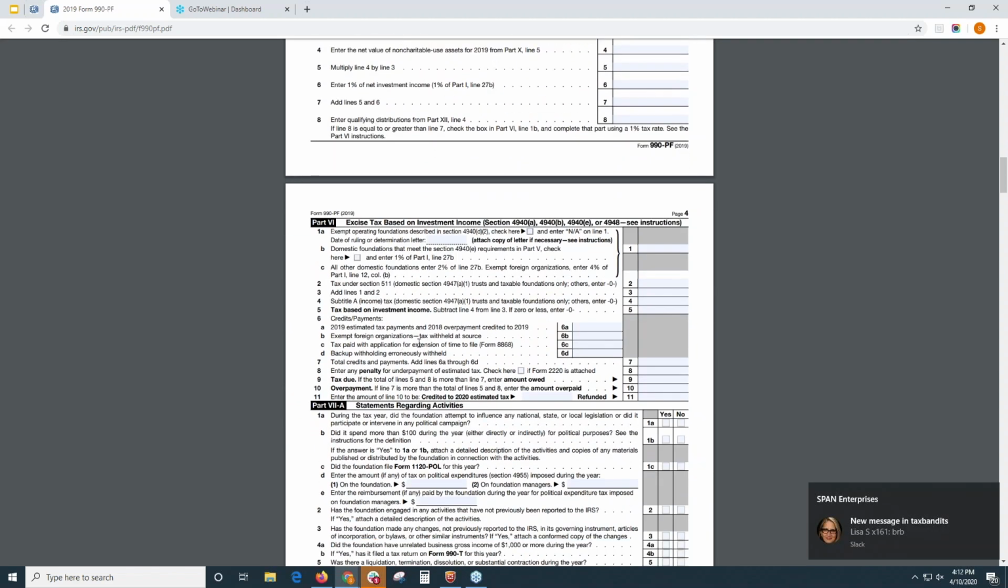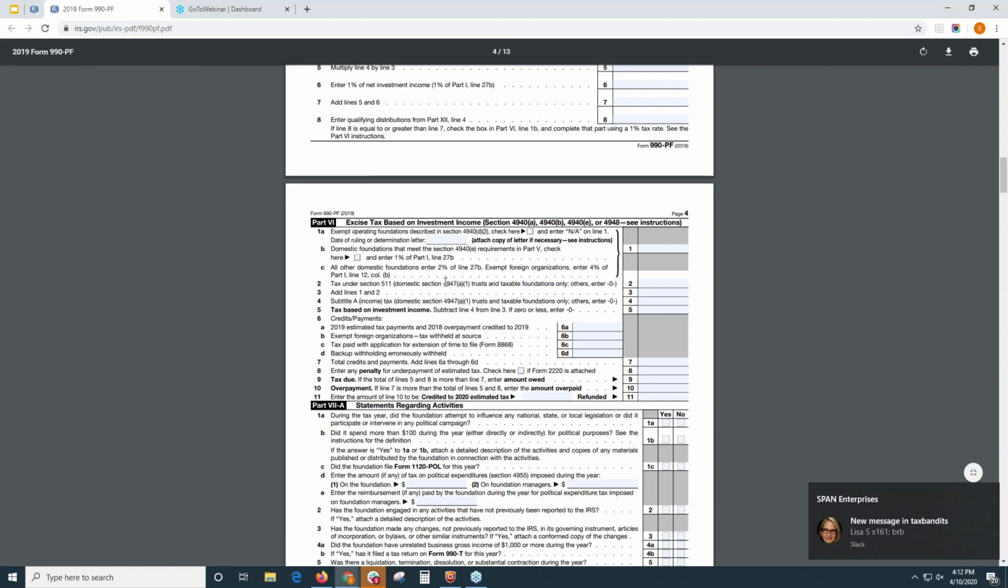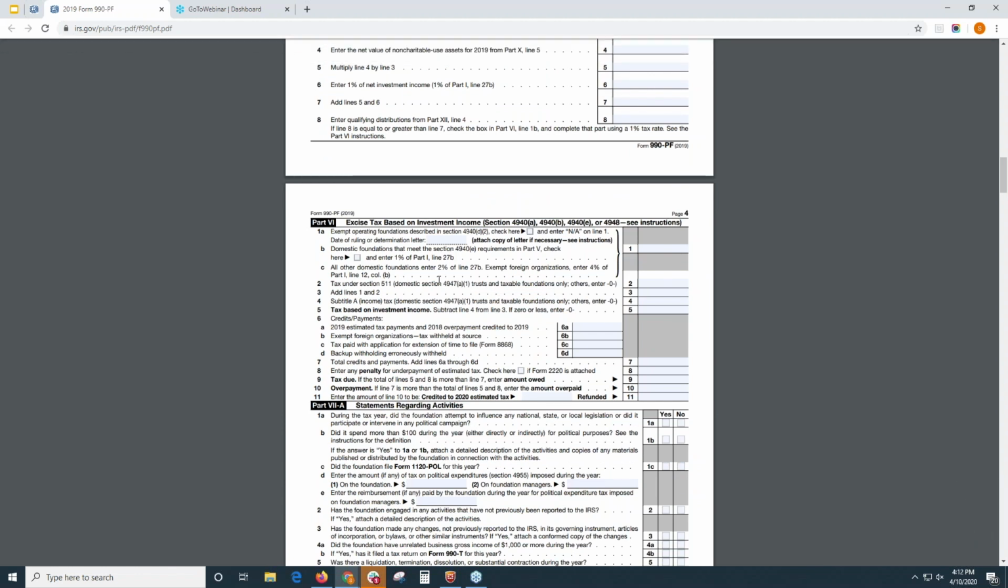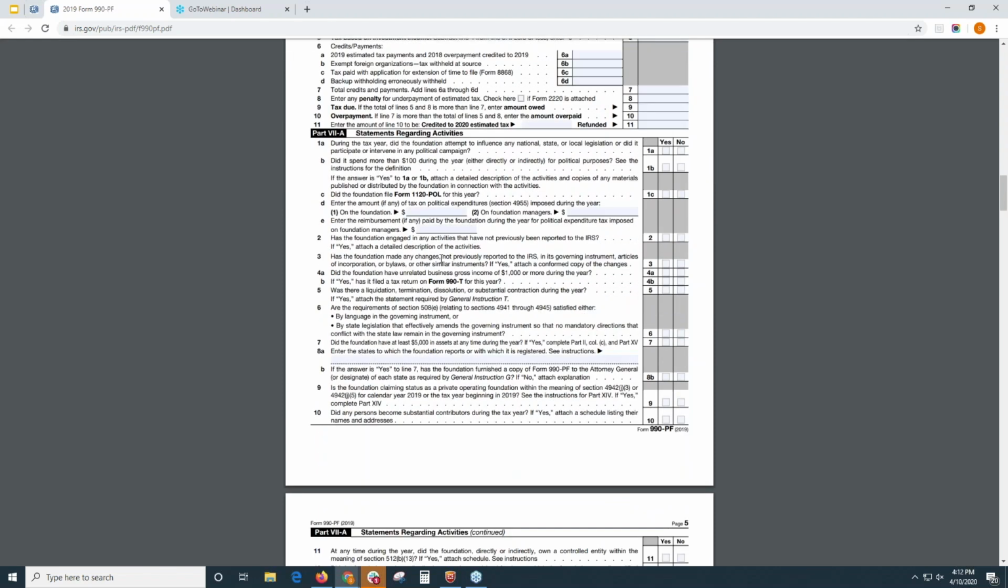So as we move on down into Part 6, this section is for the excise tax based on investment income. And by putting in this information, it'll help gauge your excise tax. If we move down into Part 7A, the statement regarding activities, each question in this section must be answered yes, no, or not applicable.